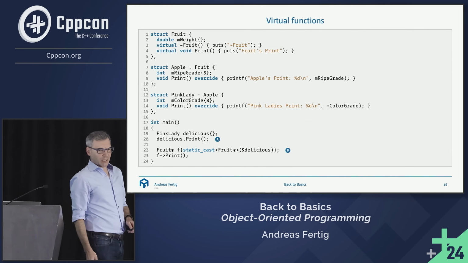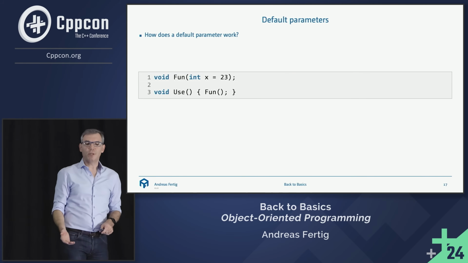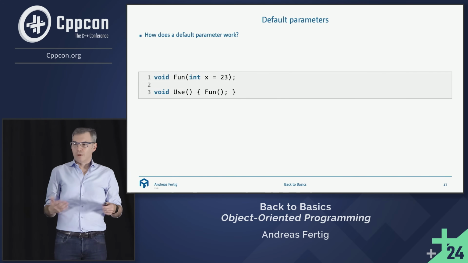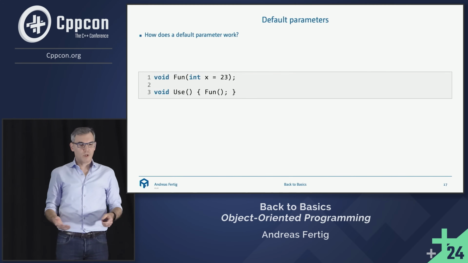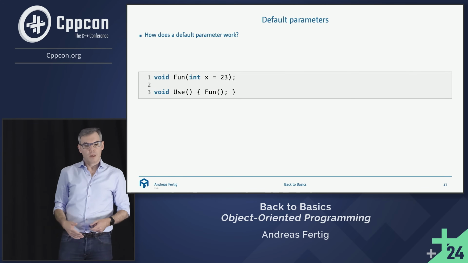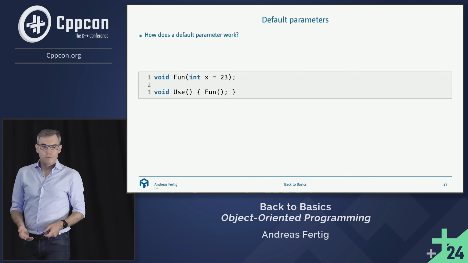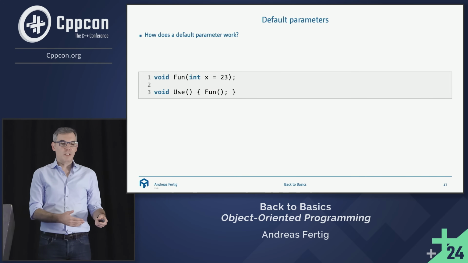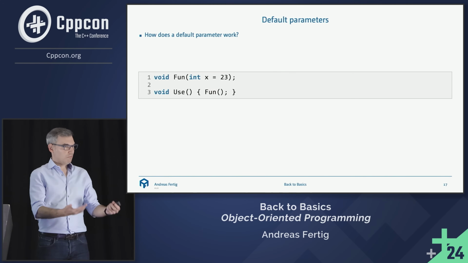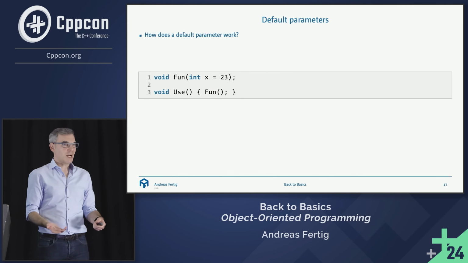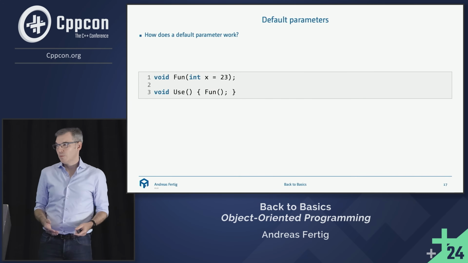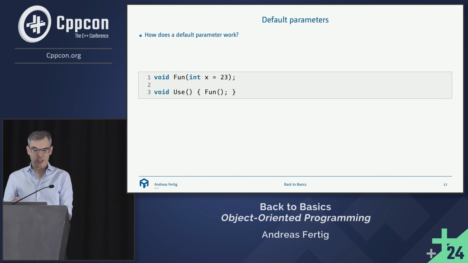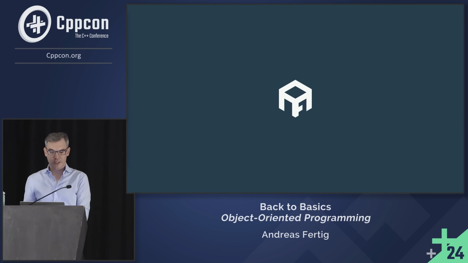Now, let's go to something else, default parameters. Has nothing to do with classes, I understand that. I assume you know that you have a free function fun. It takes a single argument x, and I can default that to 23. Whenever I now invoke fun, it simply works, and the value of x is 23. And to be honest with you, I never really cared about how it works. I stumbled over that as a side effect when I developed C++ Insights.